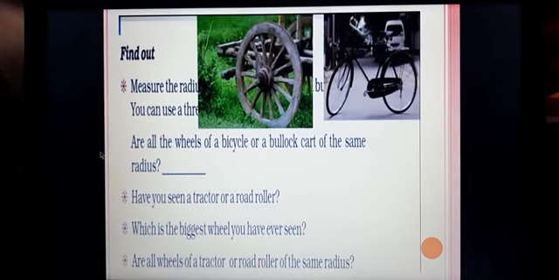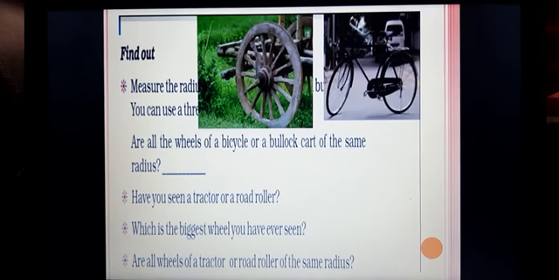Now coming to the finding out. As you can see, examples are given. One is the wheel of the bullock cart and one is the wheel of the cycle. Why are both made the same size? To have balance. Then only can you balance yourself and go on it. If the wheels are smaller and bigger, it cannot be balanced easily and properly. So they have taken both measurements the same.